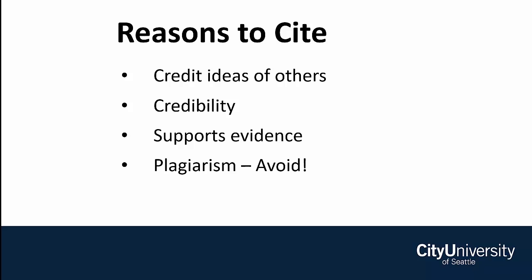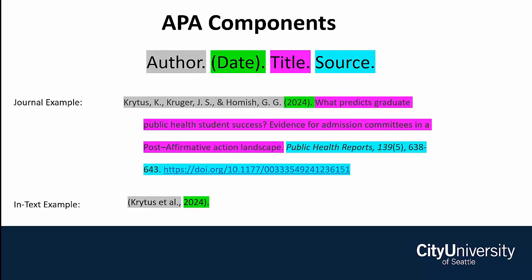Plagiarism, which is using the content, thoughts, ideas, or work of someone else without proper attribution, can have severe academic consequences. The basic components of APA are the author, the date, title, and source material. The author, in this example, is listed in gray. Our example is actually from a journal article.